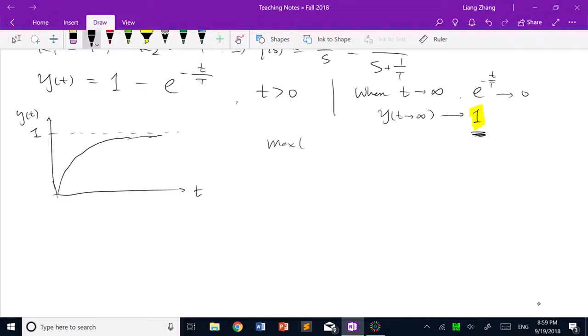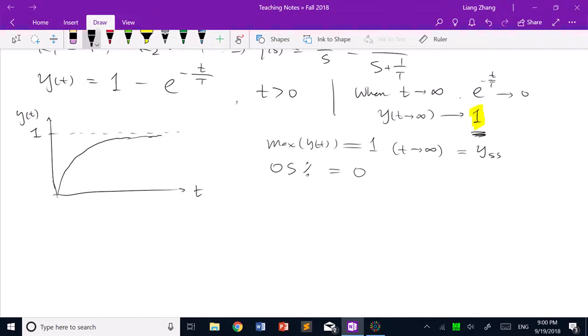the maximum of y of t is equal to 1, and this is as t goes to infinity. And this is also equal to your steady state. So the way we define the overshoot mathematically is how much larger your maximum is compared to, and normalized to, the steady state. In this case, it's equal, so the overshoot will be 0. There's no overshoot, or 0 overshoot.